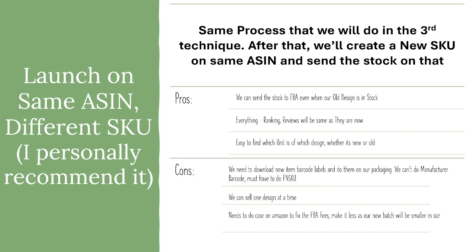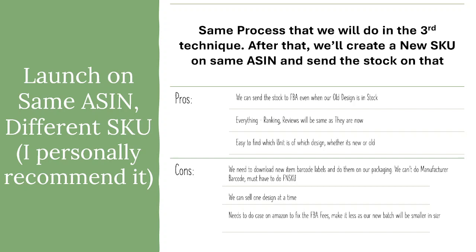So the last technique, or you can say the last strategy, is to launch on the same ASIN but a different SKU. And I personally recommend this because I feel that it's better than the others. In this case, it's the same process, and we will do the same things as in the previous technique, but we will create a new SKU, a new offer. You can do it by copy listing, or by clicking on your listing and doing add another condition, and you can send the stock there.